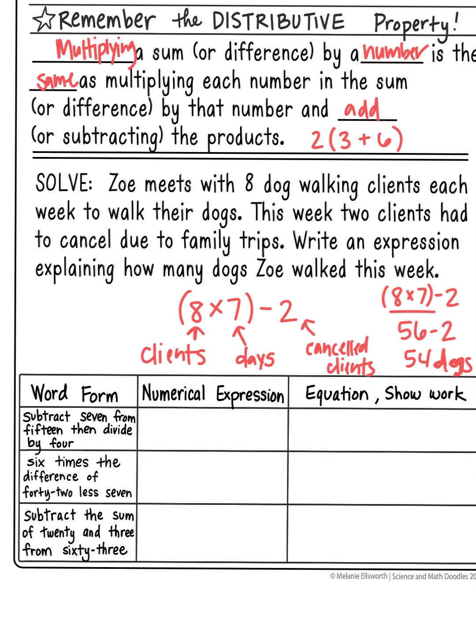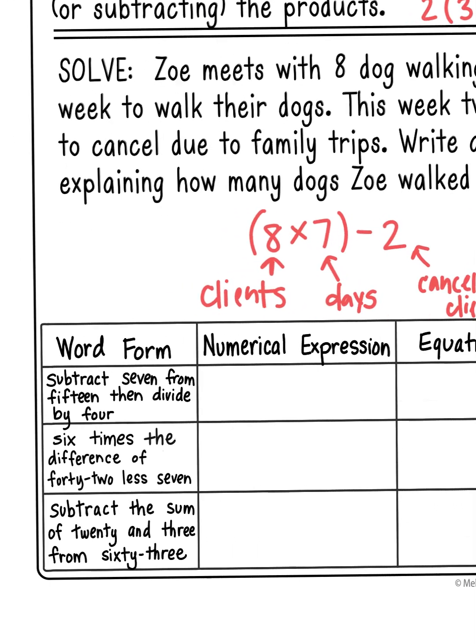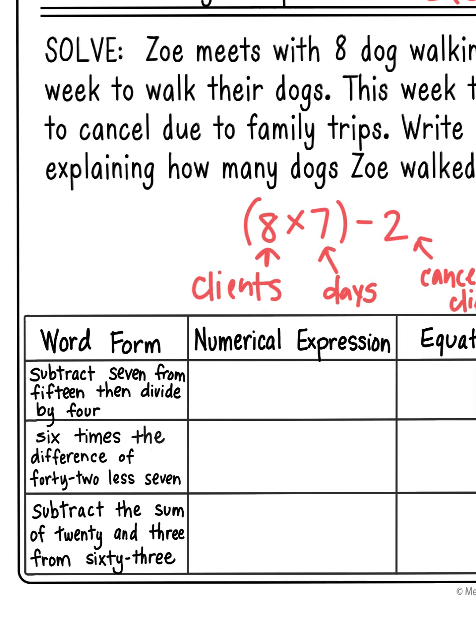Okay, let's look at some more examples just to get a little bit more practice putting it together and writing it. So our numerical expression for subtract 7 from 15, then divide by 4. What will that look like? Subtract 7 from 15. What does that look like first? 15 minus 7. Divided by 4.